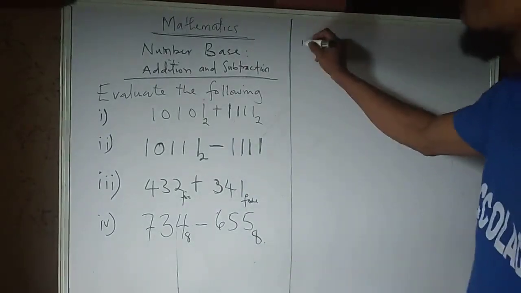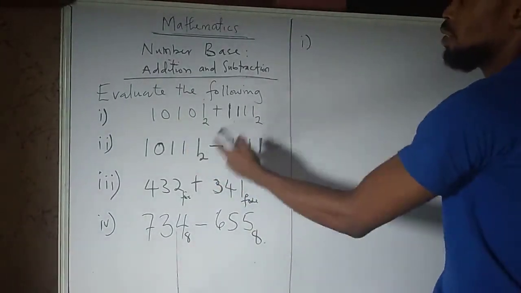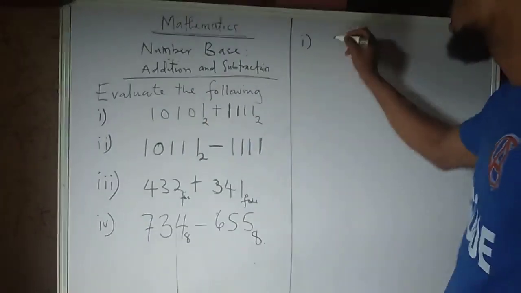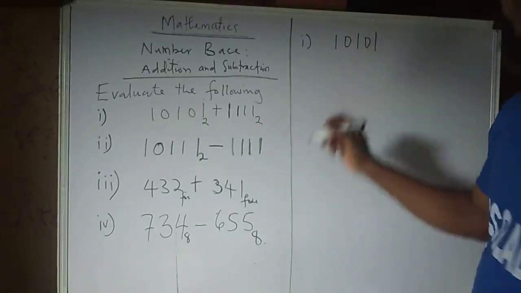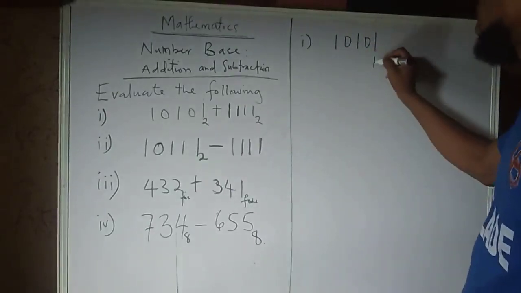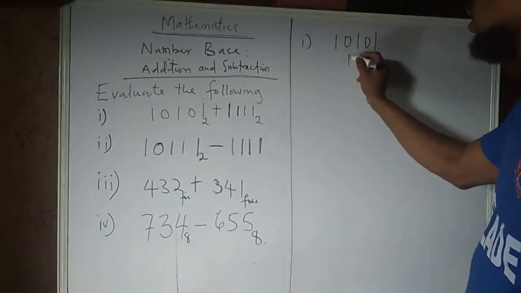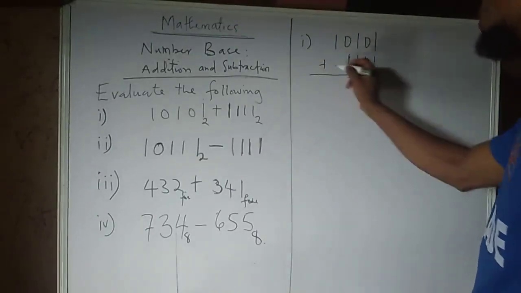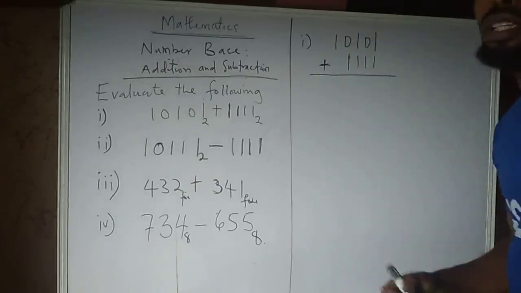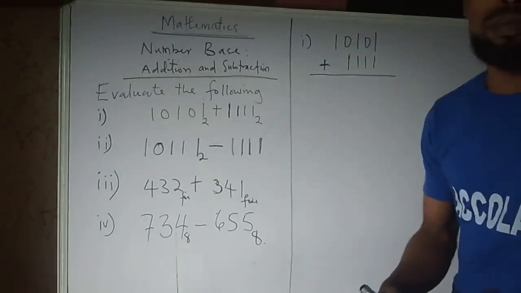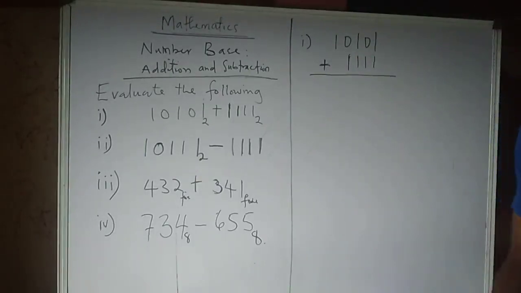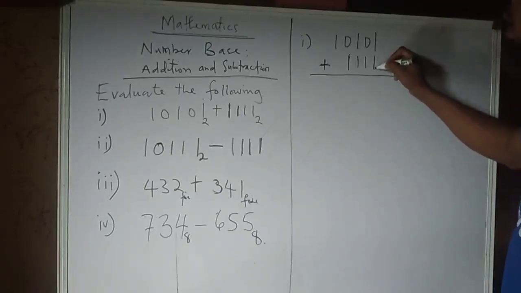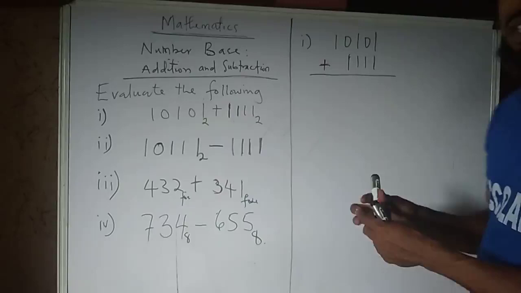So let's start with the first one, where we have to add this and this. So we have 10101 to add with 1111. We write this according to the place value. Then we are adding. It's just the same way we do addition in base 10. So this is going to be 1 plus 1, which in base 10 is 2, right?